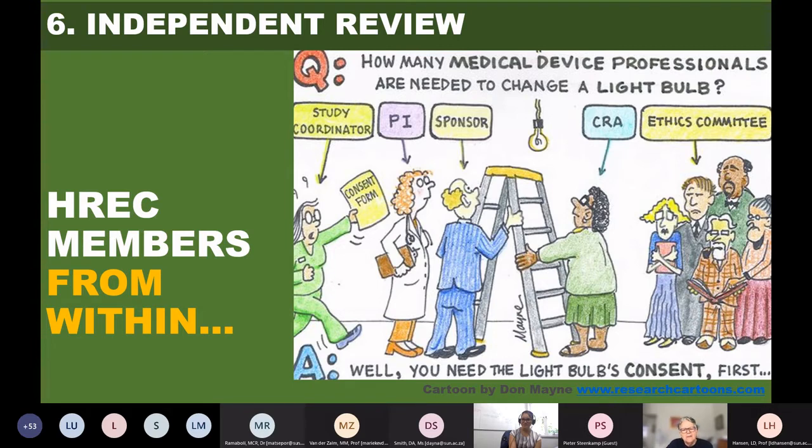Now, this piece of humor I thought interesting: how many medical professionals are needed to change a light bulb? And then the answer is you need the light bulb's consent first. So HREC members, and you will see them on the right-hand side, are really involved with and related to all of the people in this little humoristic drawing.